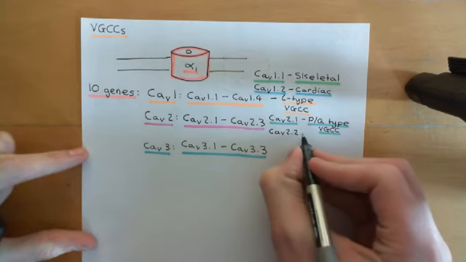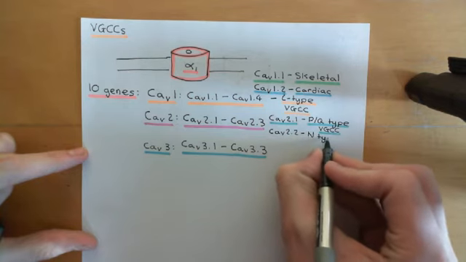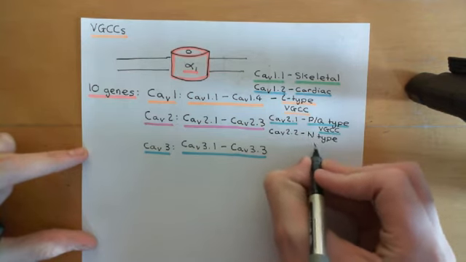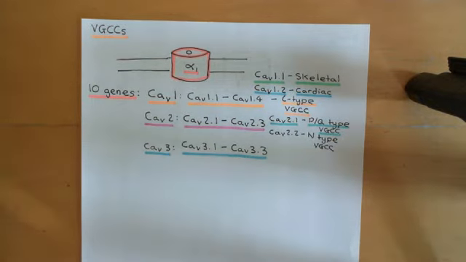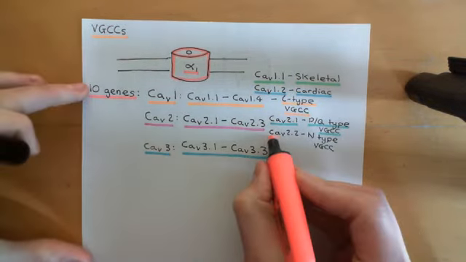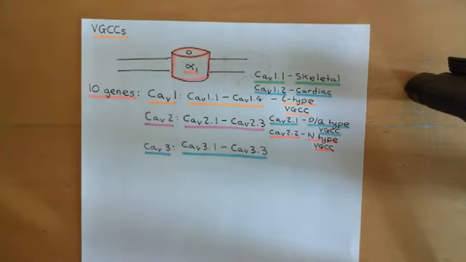Similarly, if you use CAV2.2 in your voltage-gated calcium channel, then that voltage-gated calcium channel will be called an N-type voltage-gated calcium channel. So I'll just underline that one in red. When people talk about N-type voltage-gated calcium channels, that's what they mean. They mean voltage-gated calcium channels where the alpha-1 subunit is CAV2.2.